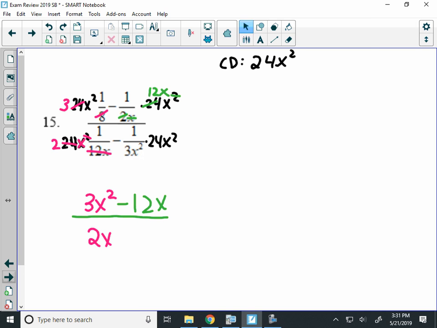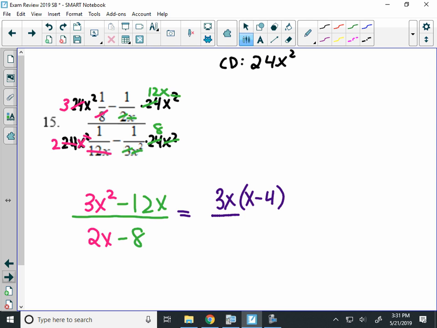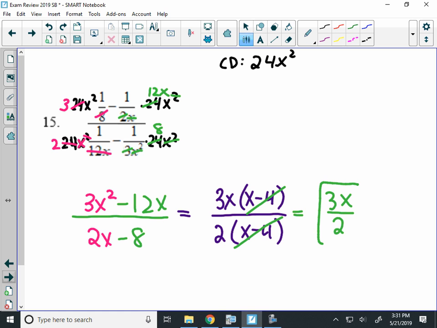Over here, the x squares go away, bottom right. 24 over 3 is 8. So I have minus 8. Let's simplify. In the numerator, 3x factors out. So you're left with x minus 4. In the denominator, 2 factors out, x minus 4. I can cross off the x minus 4. So my final answer is 3x over 2.